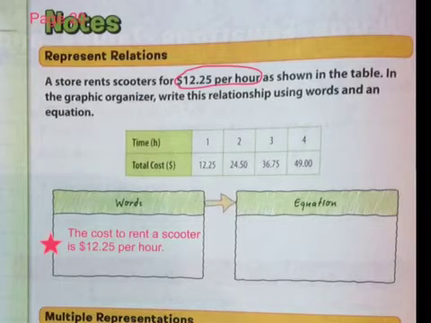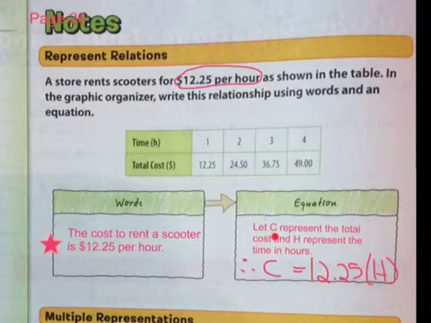If we were to write this as an equation, I understand that every hour needs to be multiplied by $12.25, because 2 hours will be $24.50, so it's 2 times the amount of the hour, and then 3 times the amount of the hour will give me $36.75, and 4 hours times $12.25 will give me $49. So clearly I have to multiply the time in hours times the hourly cost so that I can get that total cost. You can see that, right?